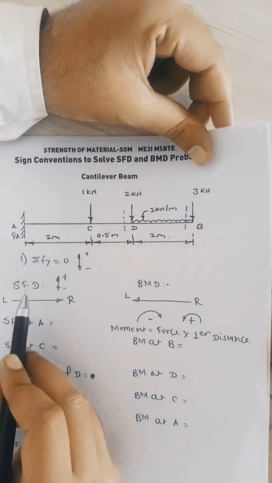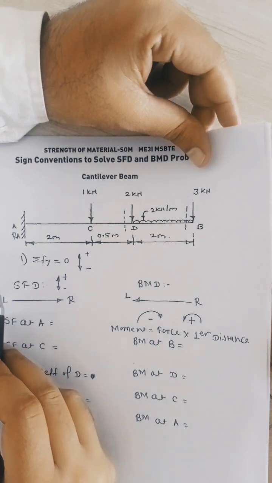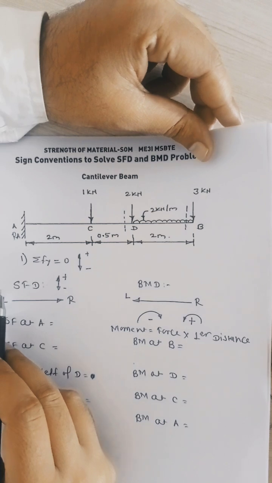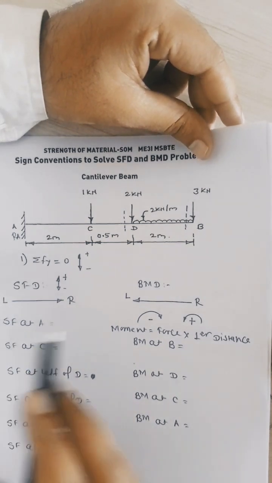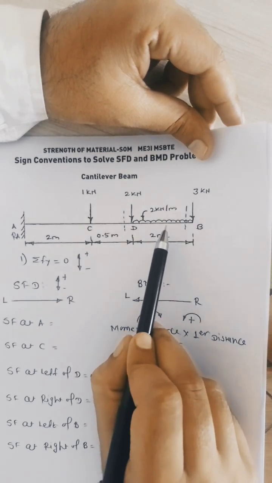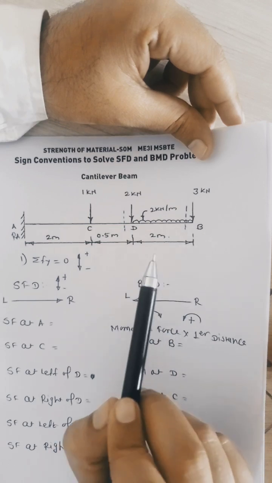Shear force diagram is related only to the forces. Force going upward, take the positive; force going downward, take the negative. So here only we have to convert the UDL into the point load. How to convert, we will see in the numericals.